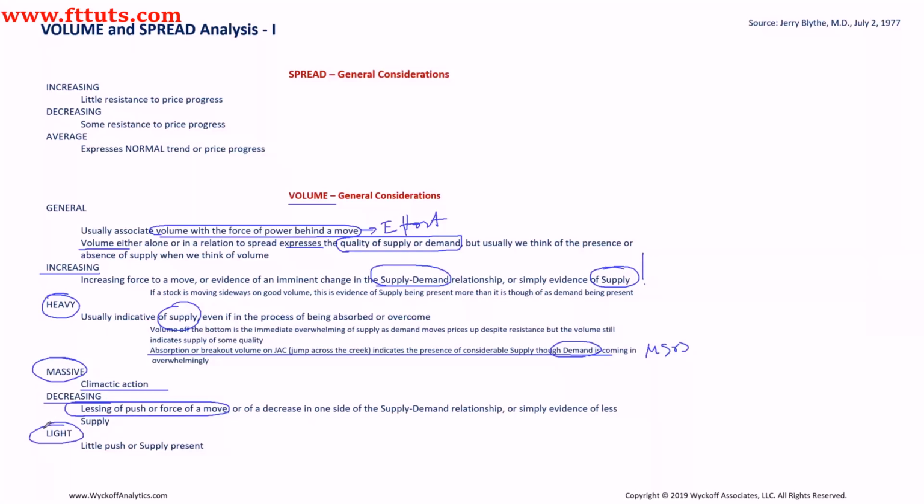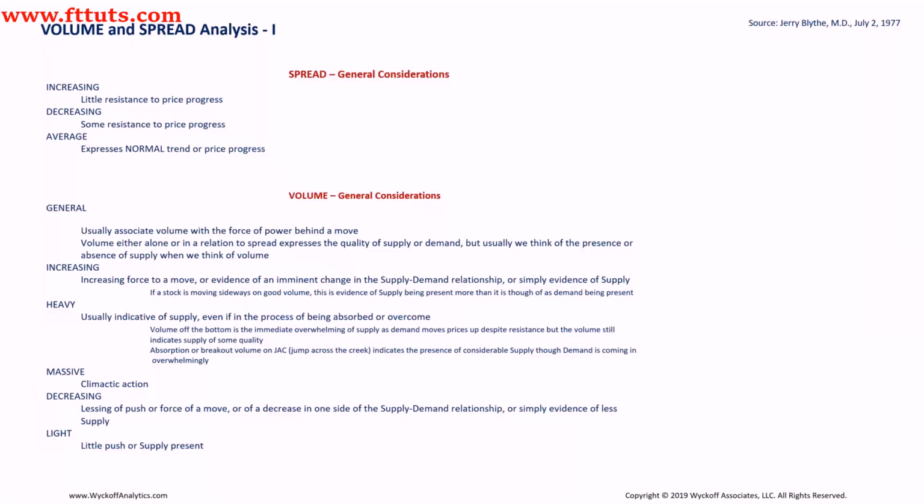And then a very light supply signature is going to indicate, and I think I should take this down. This is actually not necessarily correct. Okay, so let's just keep it like this: increasing, heavy, massive, and decreasing. So those are general considerations about the price and the volume.